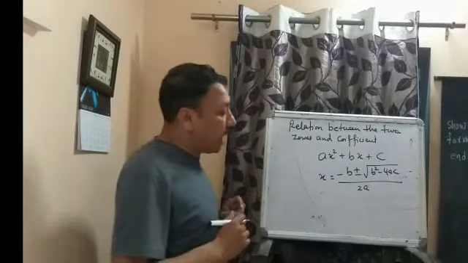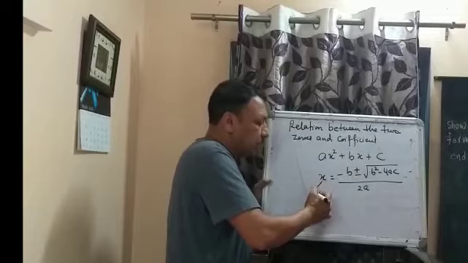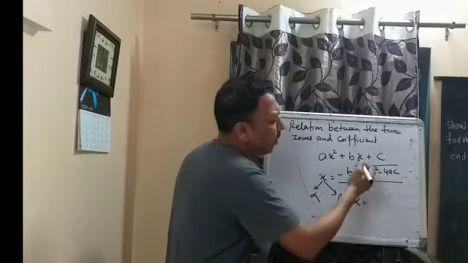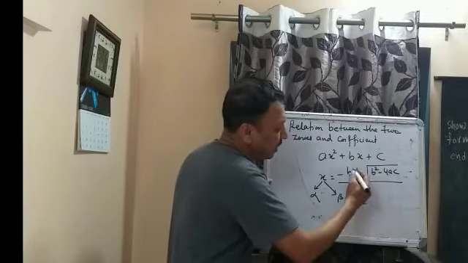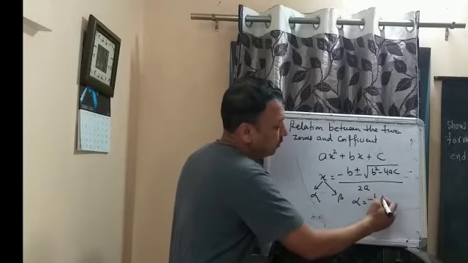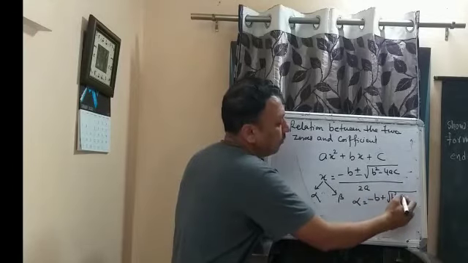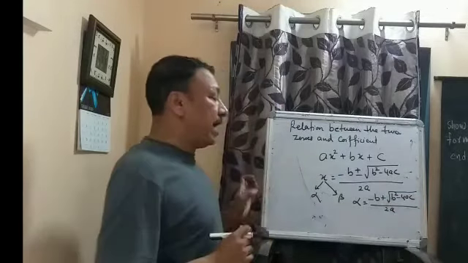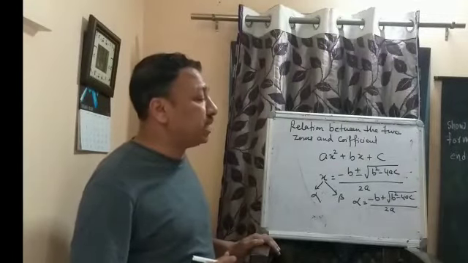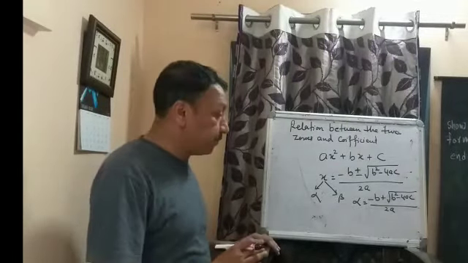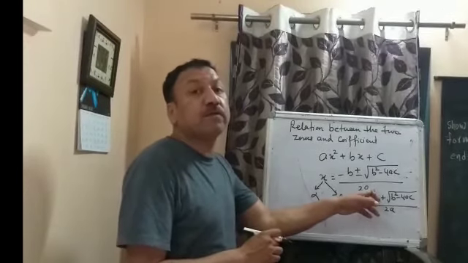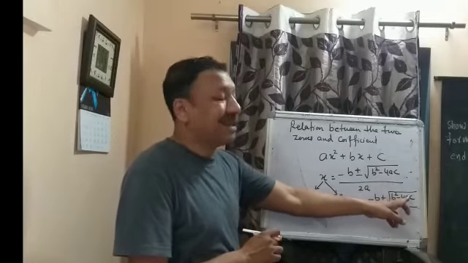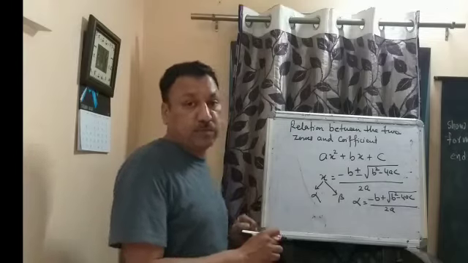Here the two values are, first we say alpha and second we say beta. So alpha is taken with a positive sign. You may take it with a negative sign also, but I am taking it with a positive sign. Alpha I have taken as minus b plus under root b square minus 4ac upon 2a. What is b? b is a coefficient of x. And what is a? a is a coefficient of x square. And what is c? c is a constant term in the quadratic polynomial.